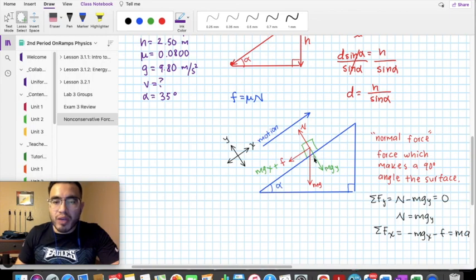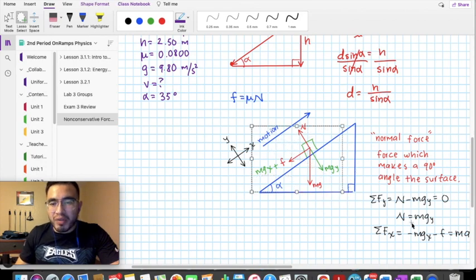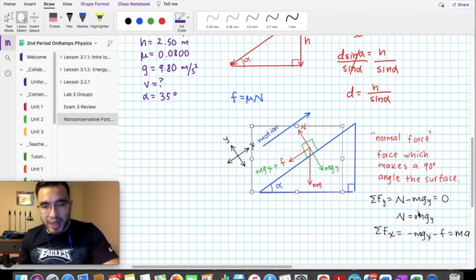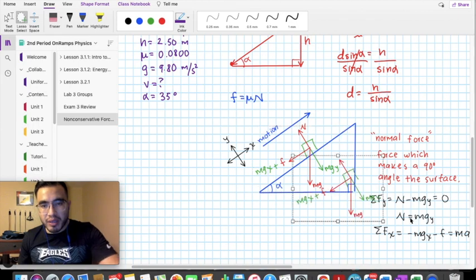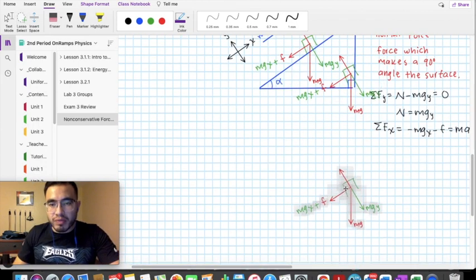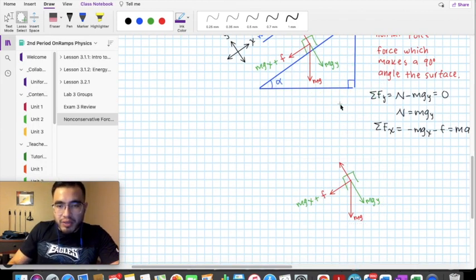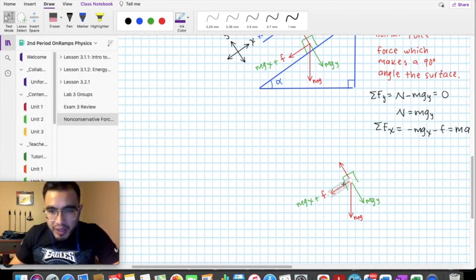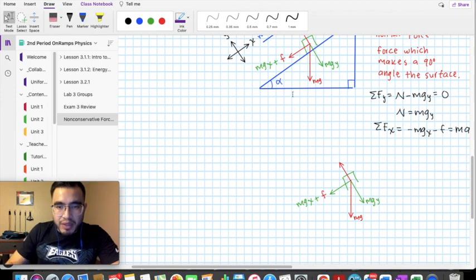And I'm going to take only the components of gravity, because I want to find the component of gravity along the y, because that'll tell me what the normal force is. Okay, so I will fix a few things. I want to make this green because I'm concerned about the components of gravity.